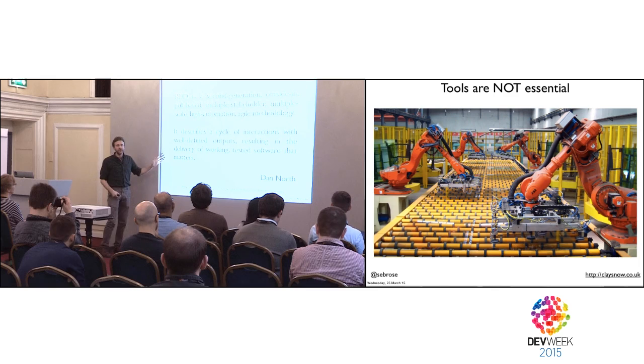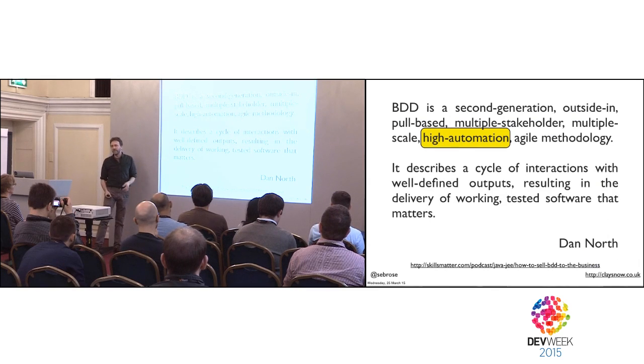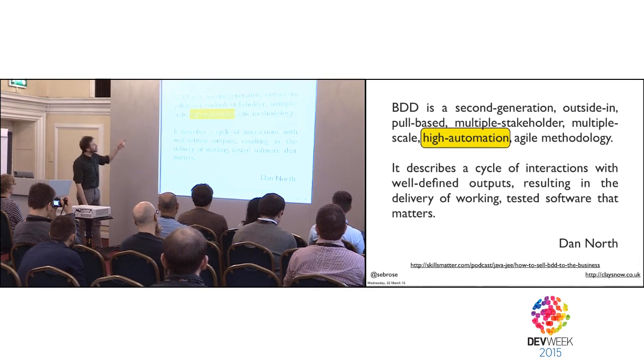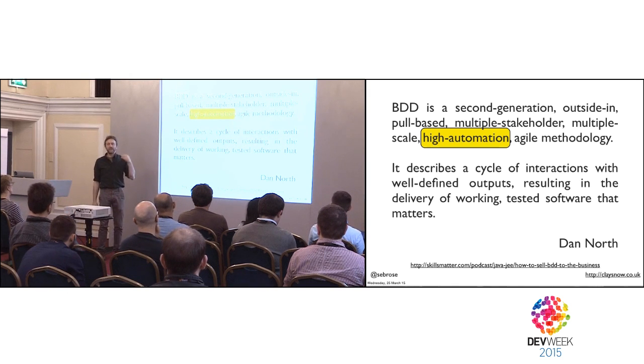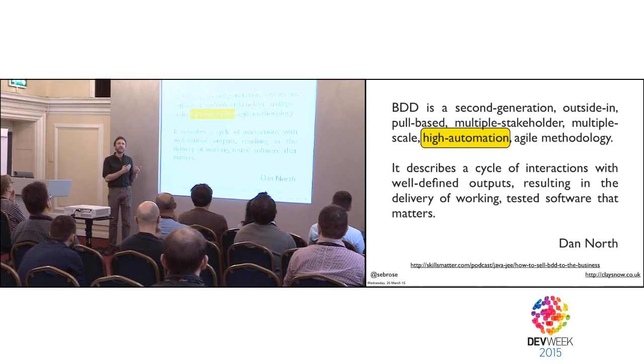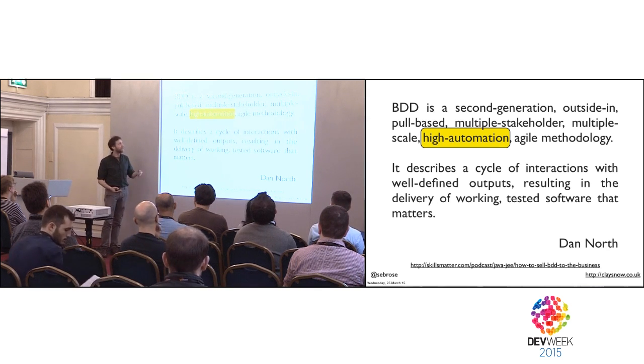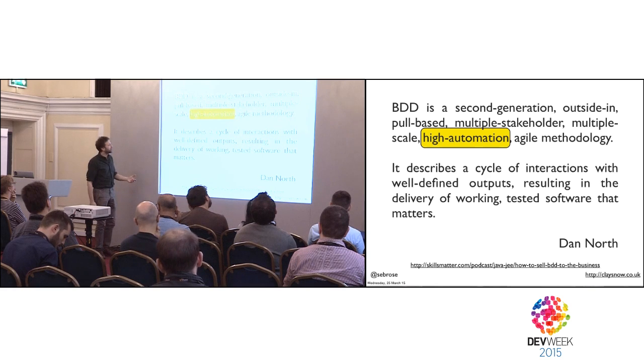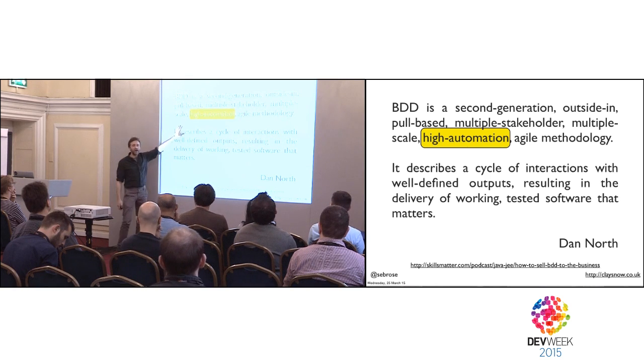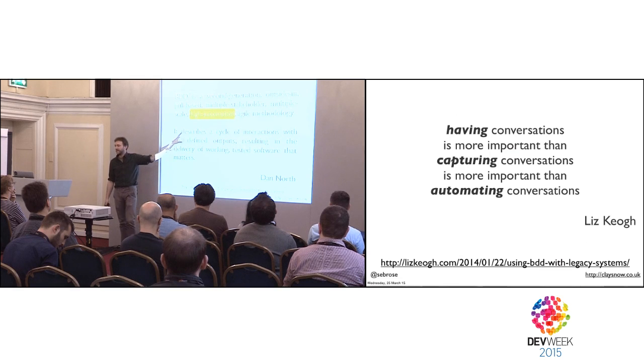Go back to Dan North's maybe jokey definition of what BDD is. You'll notice that he talks about high automation. And I think this is something that, it's not this definition that has introduced this tension, but I think it is unfortunate in that it amplifies the tension between BDD as a way of collaborating and discovering examples and working out what we want our software to do, and a way of automating the specifications and that documentation once we've discovered it. So I'm going to challenge this idea that high automation is necessarily a part of BDD.